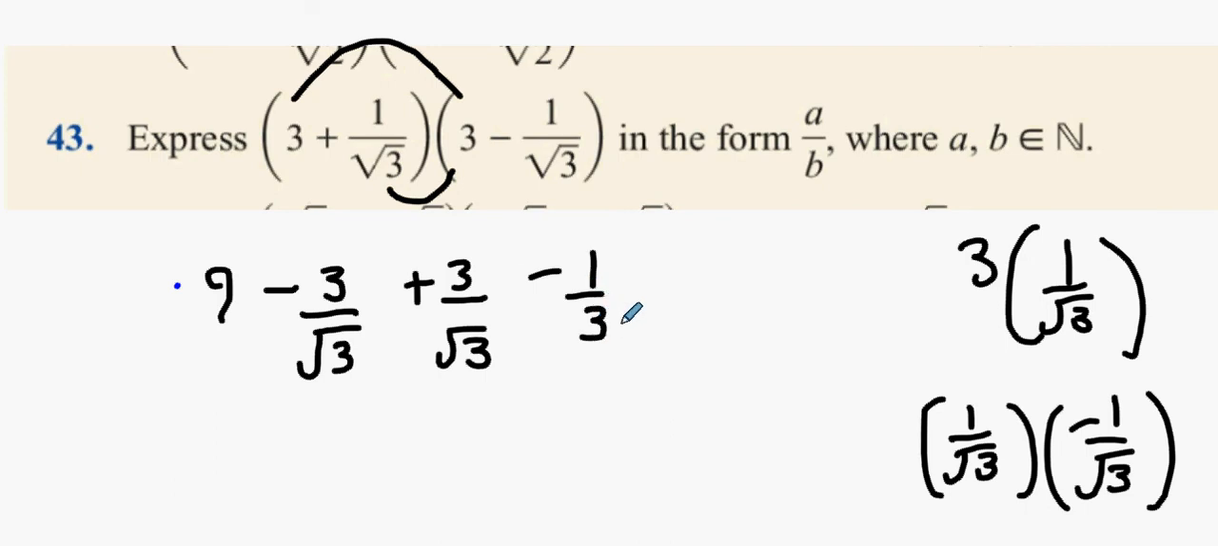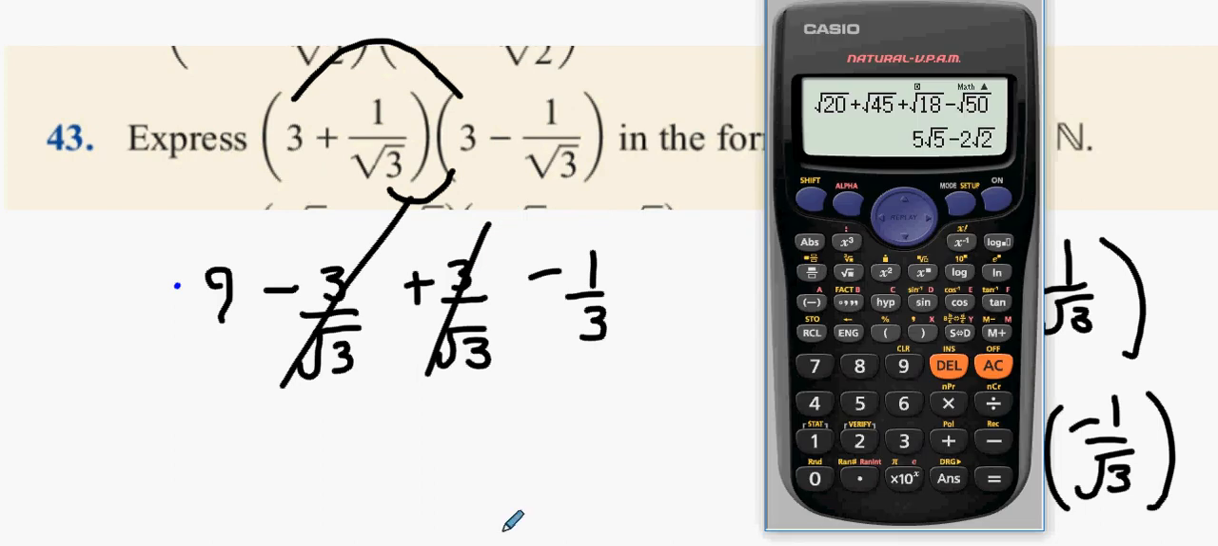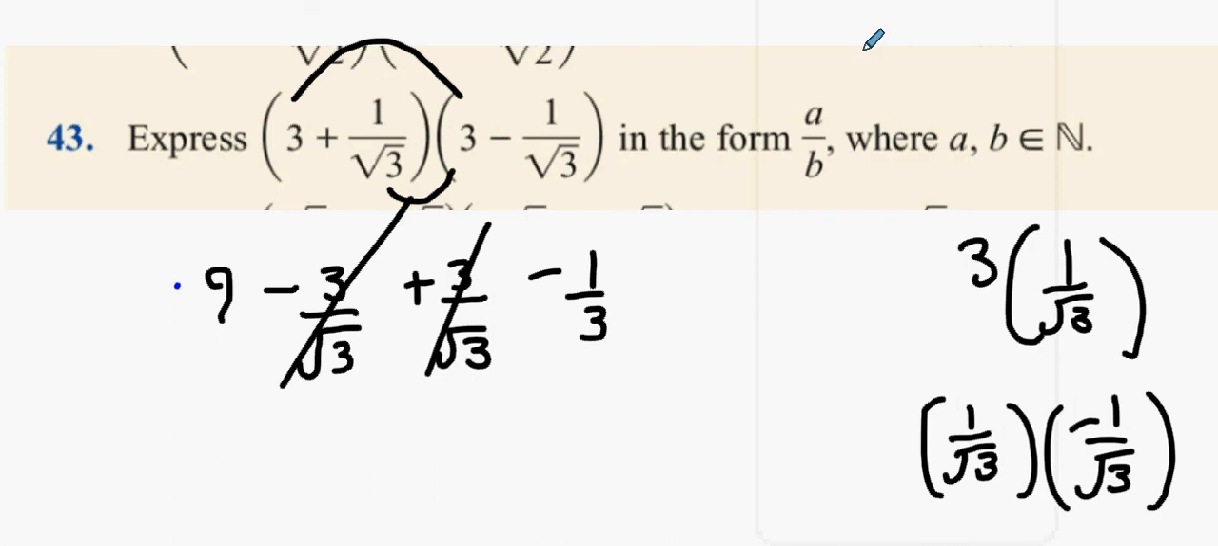Finally, the 2 down cancel, don't they? This is the sort of thing I do on the calculator. I'll just say 9 minus a third. There's no real reason for me to worry about that then. That's just like 26 over 3 or 8 and 2/3. You can press a shift button there and that gives 8 and 2/3, whatever you want. Okay, 8 and 2/3 or 26 over 3.